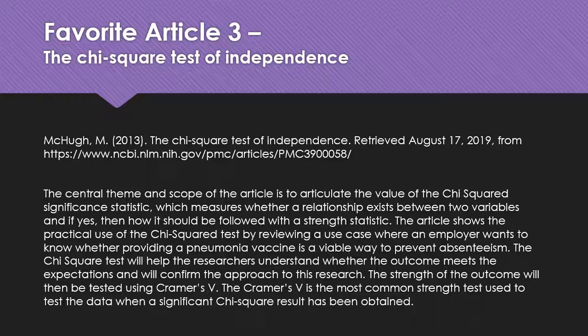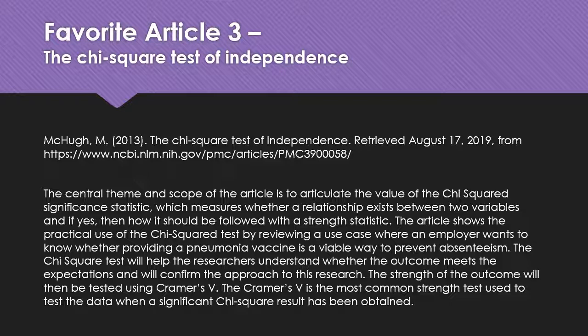And my third article that I chose was McHugh's 2013 chi-squared test of independence, where the central theme and the scope of this article was to articulate the value of the chi-squared significance statistic, in that it's measuring whether a relationship exists between 2 variables, and then if yes, how should it be followed with a strength statistic. So to me, the article shows the practical use of the chi-squared test, and it reviews a use case where the employer wants to know whether providing a pneumonia vaccine for a very specific type of pneumonia is a viable way to prevent absenteeism.